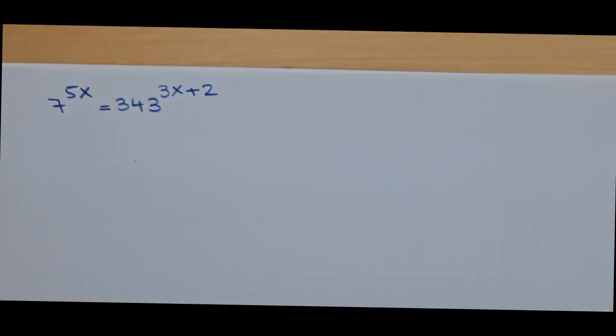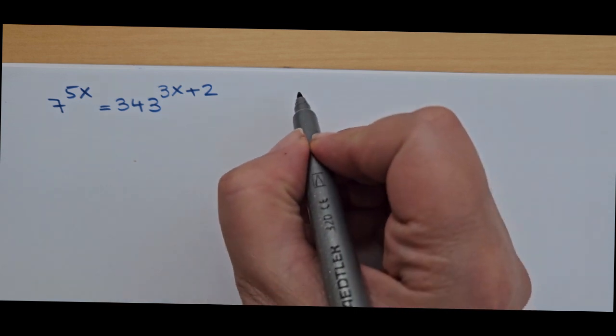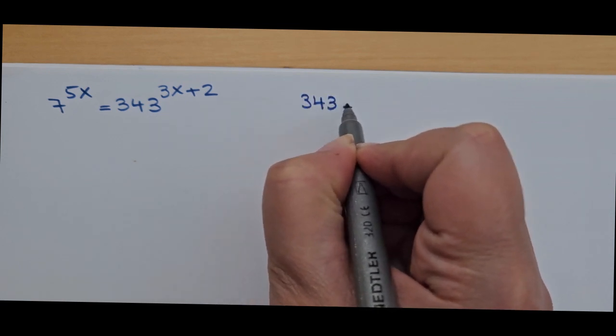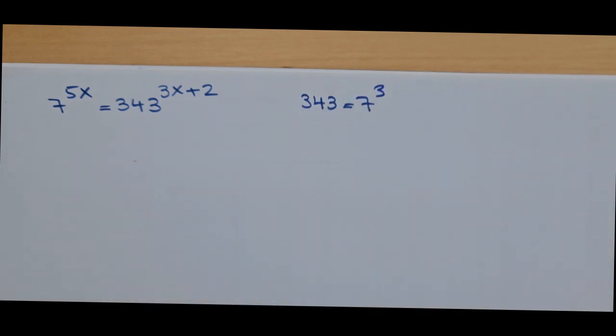Okay, next question. It's 7 to the power 5x equals 343 to the power 3x plus 2. Again, here the two bases on both sides of the equal sign are not the same. So we have to convert one of the bases or both of them, depending on the situation, so that we would have the same base on both sides of the equation.